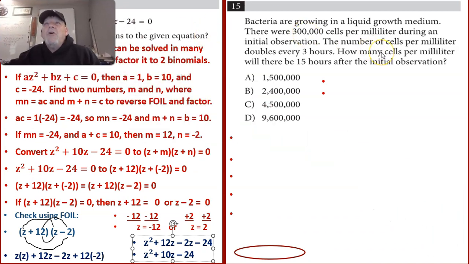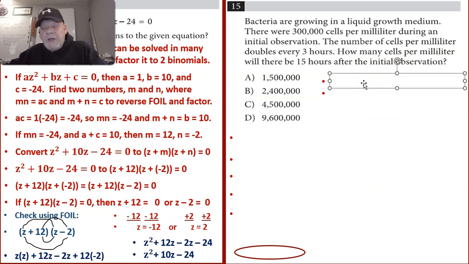It says bacteria are growing in a liquid growth medium. You start out with 300,000 cells per milliliter whenever you initially observe it. That's important. The number of cells per milliliter doubles every 3 hours. So every 3 hours, it's going to get 2 times as big. How many cells per milliliter will there be 15 hours after the initial observation?